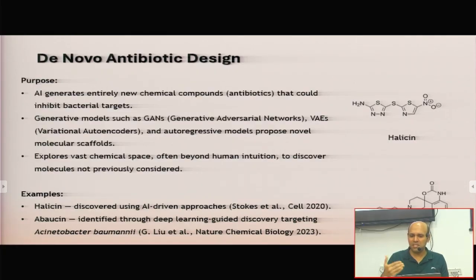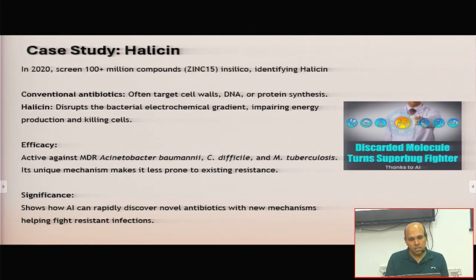So it is an important process. It is not just that you randomly find something. It is step by step, but you need to identify the potential in the initial stages. So halicin, you can see over here, 2020, 100 plus million compounds, and in silico identification was done.